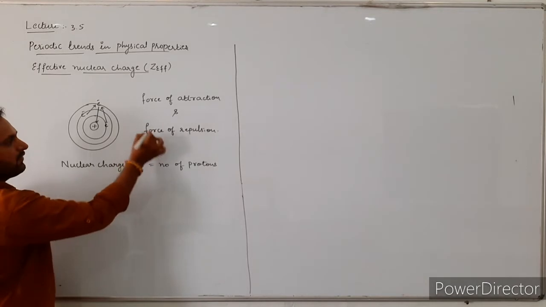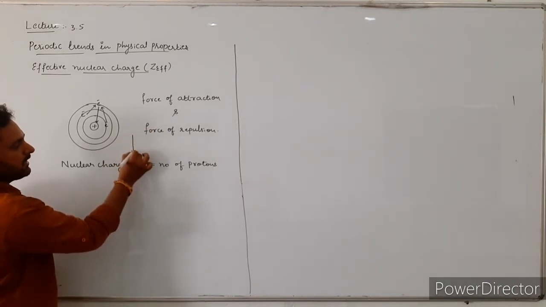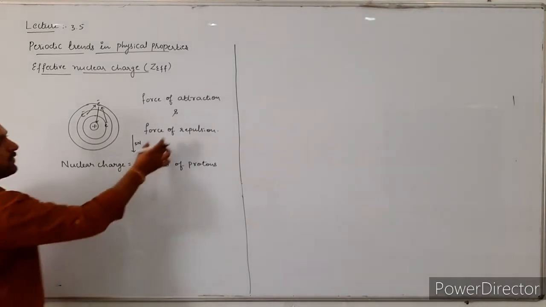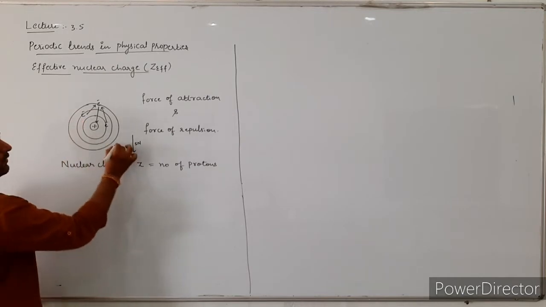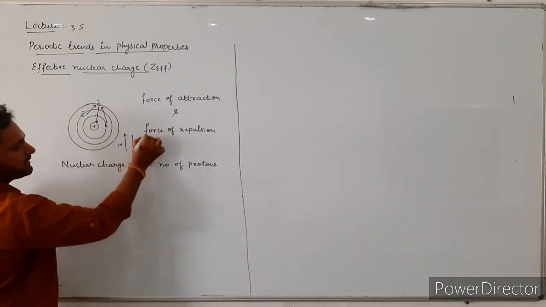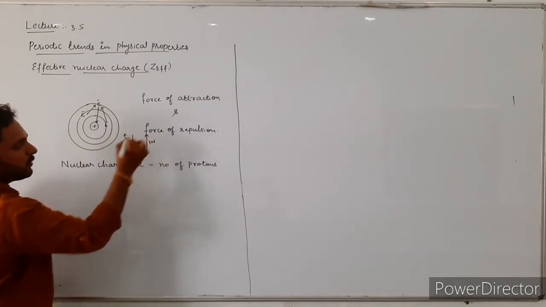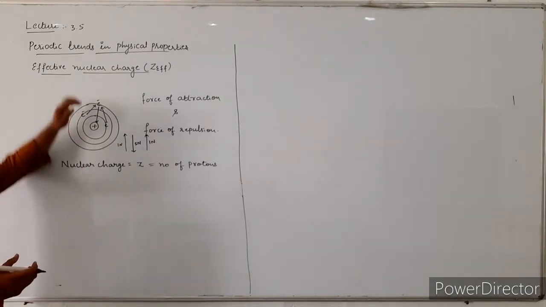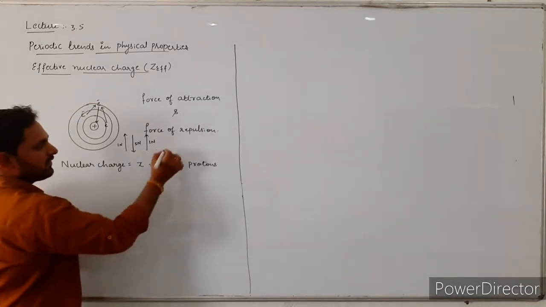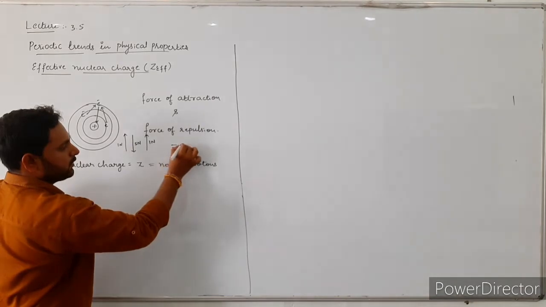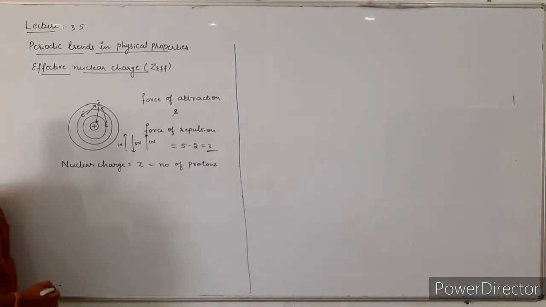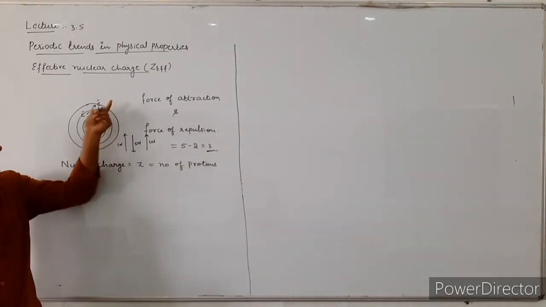For example, the force of attraction on the outermost electron is 5 newtons. The force of repulsion from this electron is 1 newton, and the force of repulsion from this electron is 1 newton. Then what is the real force of attraction on the outermost electron? The real force of attraction on the outermost electron is equal to 5 minus 2, which is 3. This is the effective nuclear charge, or the net attraction on the outermost electron.